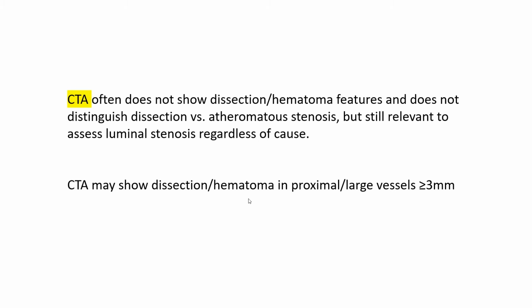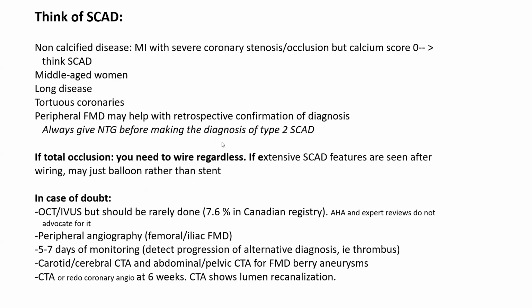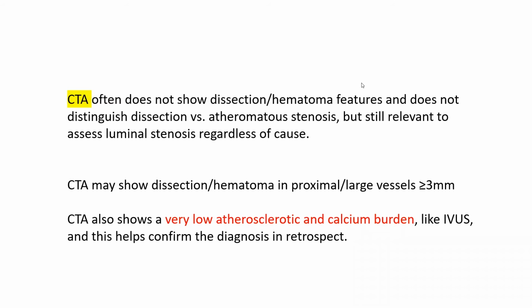It may even show dissection hematoma if the reader is aware of the possibility of SCAD, so he's looking for it, and if the vessel is more than 3 millimeters. But that may not be the greatest value of CTA. It just shows that the lumen has improved. That simple thing can be very helpful at 6 weeks. A second very important benefit of CTA is that it shows a very low atherosclerotic and calcium burden in SCAD, like IVUS, and this helps confirm the diagnosis of SCAD in retrospect.